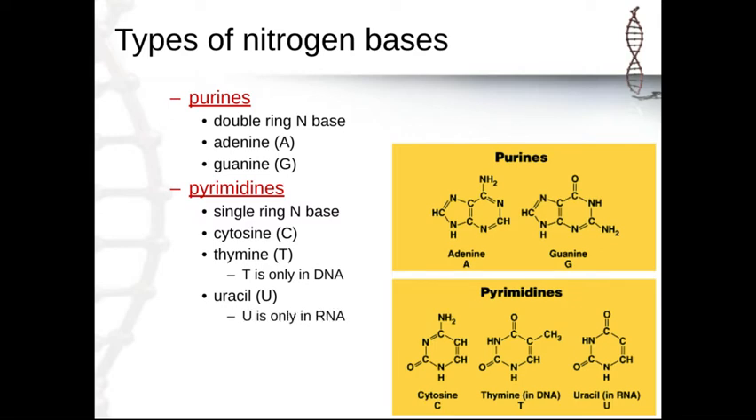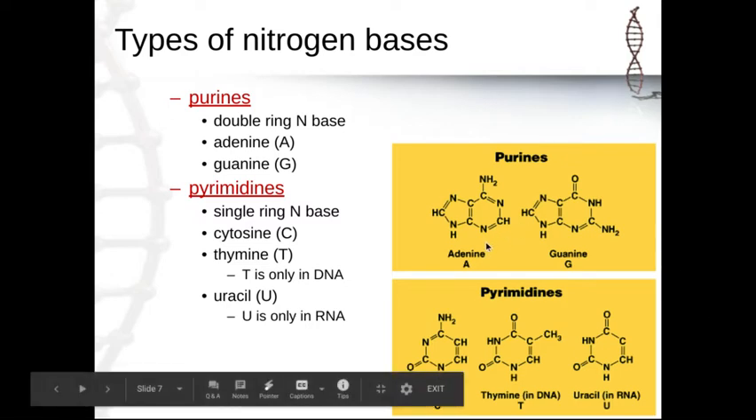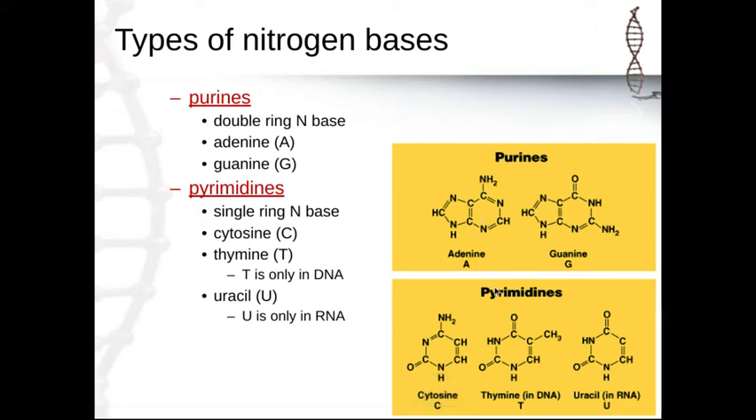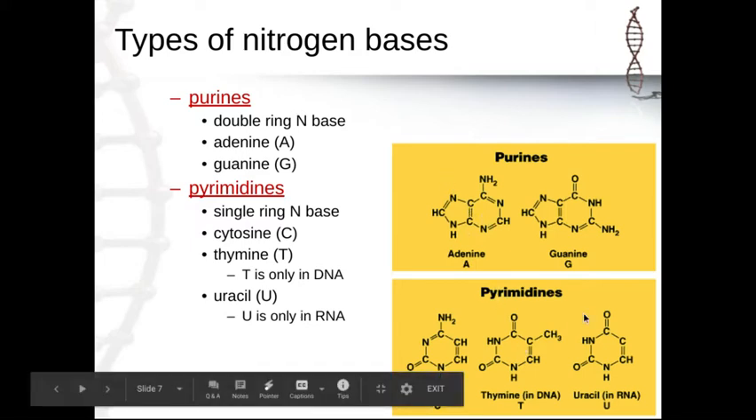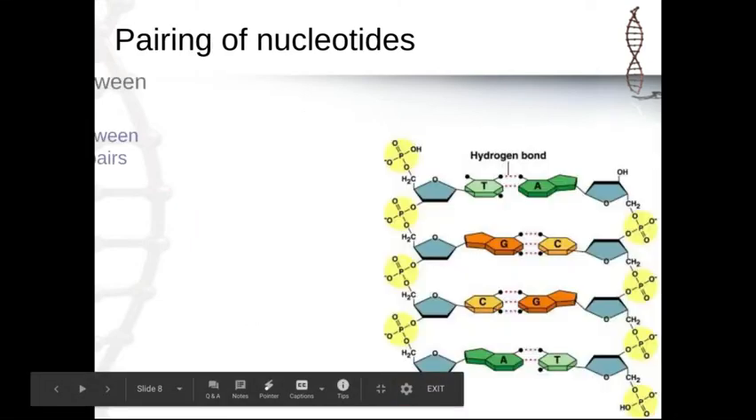So I'm going to skip through this slide a little bit quickly. You will come to this more in AP Bio, but the whole thing here is A combines with T because of the size. A 2-ring one will always bind with a 1-ring one. Okay, guanine to cytosine, and we'll talk about uracil and RNA later on.